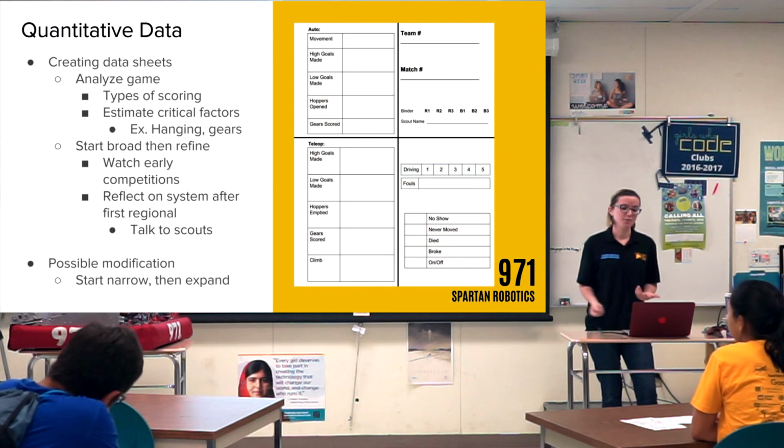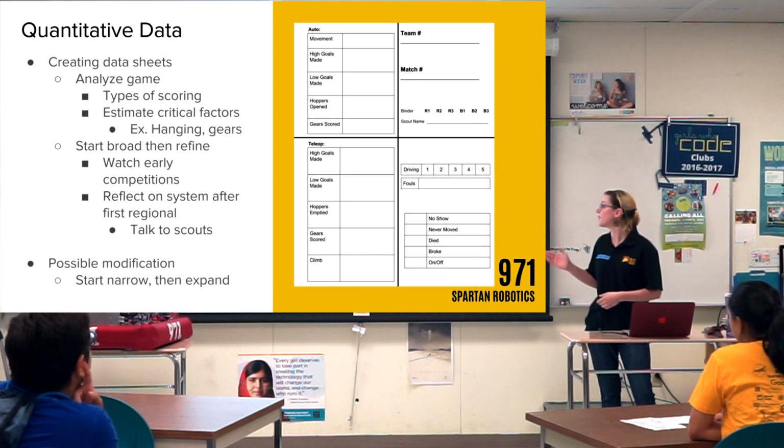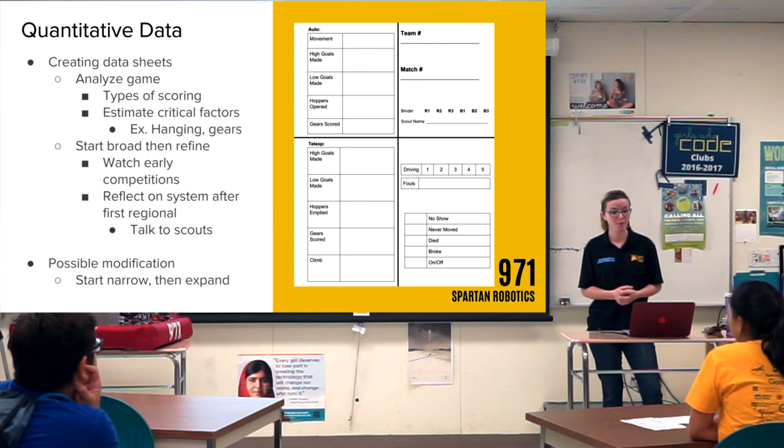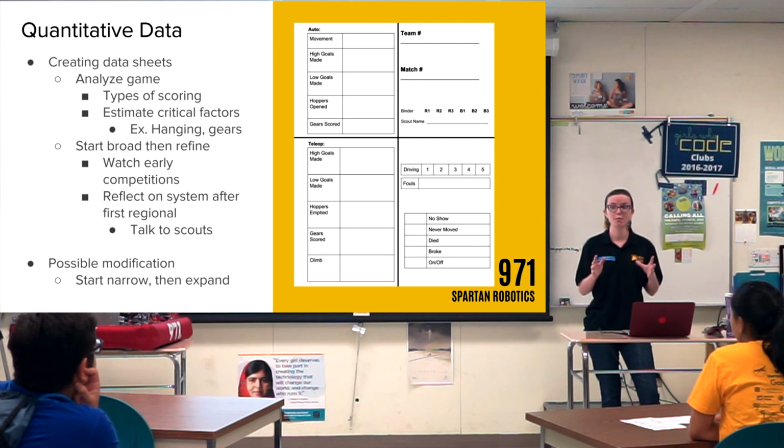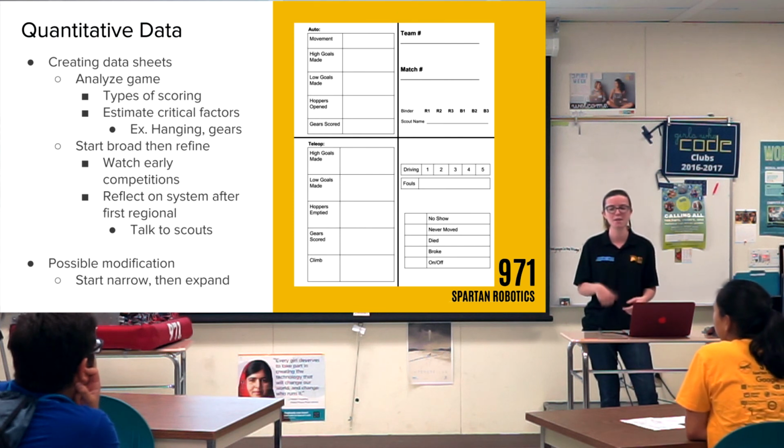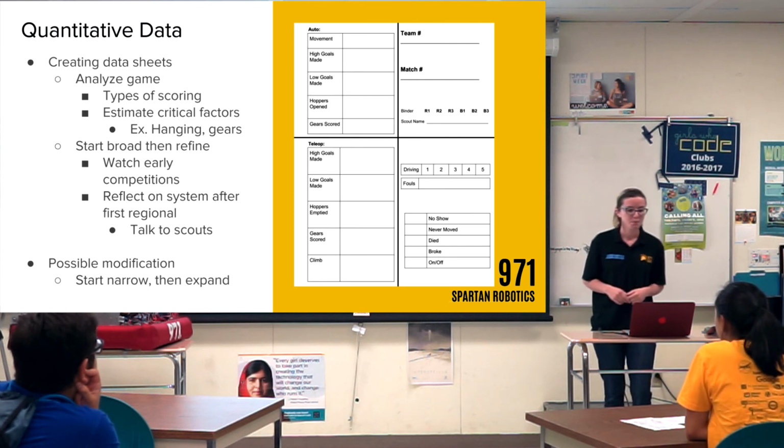So I mentioned the data sheets. You might wonder what those look like. This is the final data sheet for this past year. I say final because we do go through an iterative process where we start with a data sheet that perhaps collects more information than we want, and then we narrow it down based on what we find being really useful. It's like, we never used that data, let's just stop collecting it. And then you just make a new sheet.